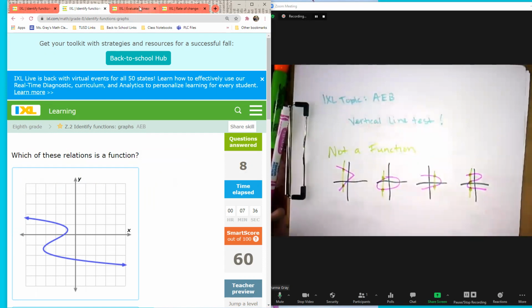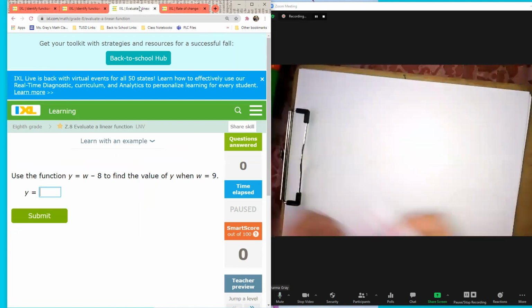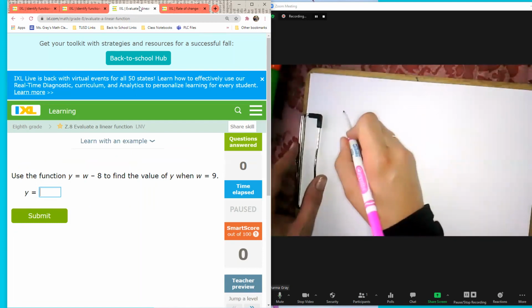All right, moving on. Evaluate a linear function. So this is a lot like filling in a table or something like that when you were in 7th grade. So you probably have done this before.